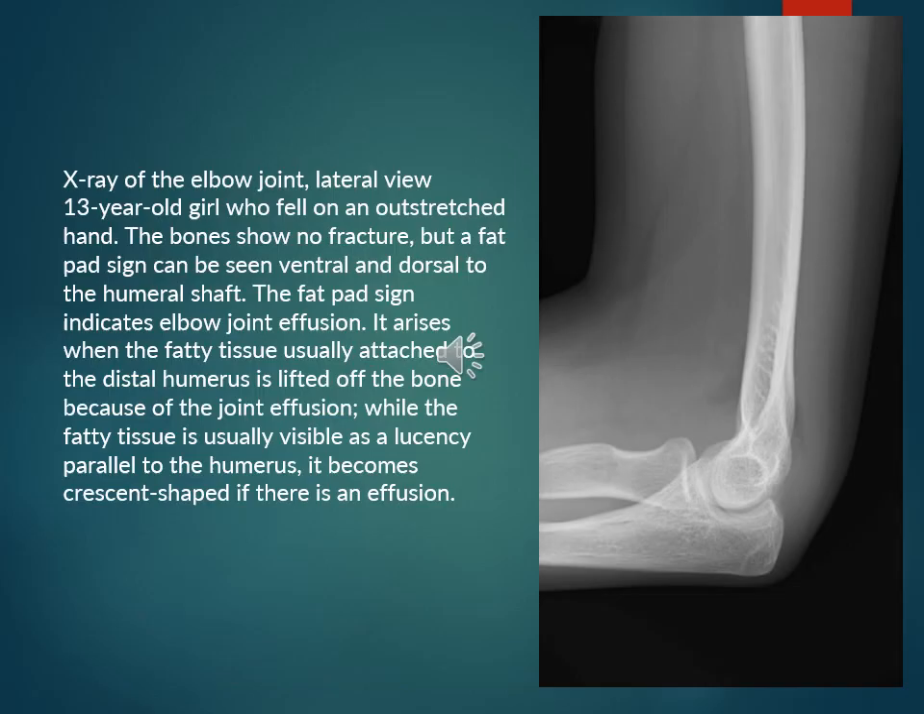This is a lateral elbow x-ray. The x-ray is not showing any obvious fractures. However, the fat pad signs are both positive anteriorly and posteriorly. So this finding, together with pain, tenderness, and swelling, indicate the presence of fracture, and therefore a cast needs to be applied.